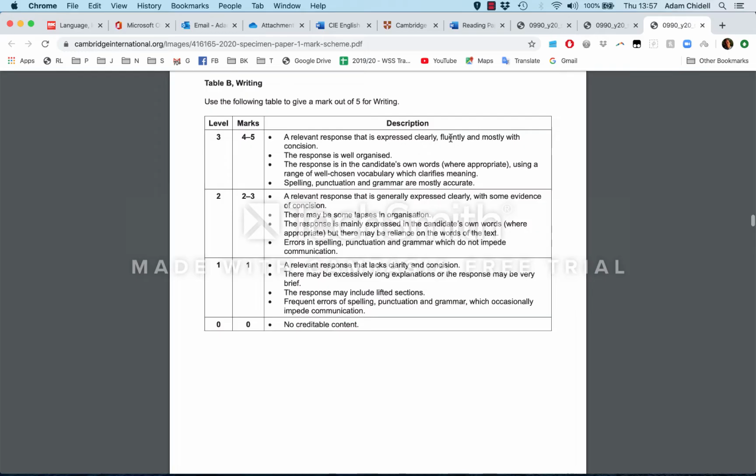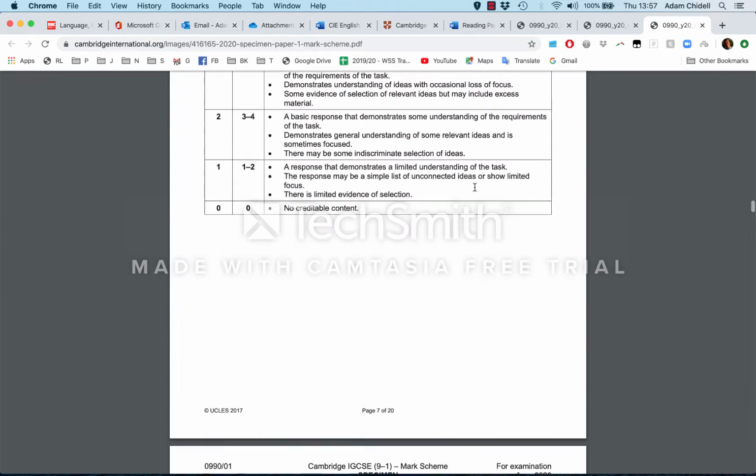The response is well organized. That's what I've talked about in terms of grouping similar points together. The response is in the candidate's own words where appropriate, using a range of well-chosen vocabulary which clarifies meaning. So again, putting the information into your own words and actually having, as far as possible, the vocabulary to be able to do that. And then finally, spelling, punctuation, and grammar are mostly accurate. So SPAG actually is something that they are looking at here. And if it is all over the place, you are probably not going to get into that top band. So hopefully that has provided a bit of clarity on the summary question.